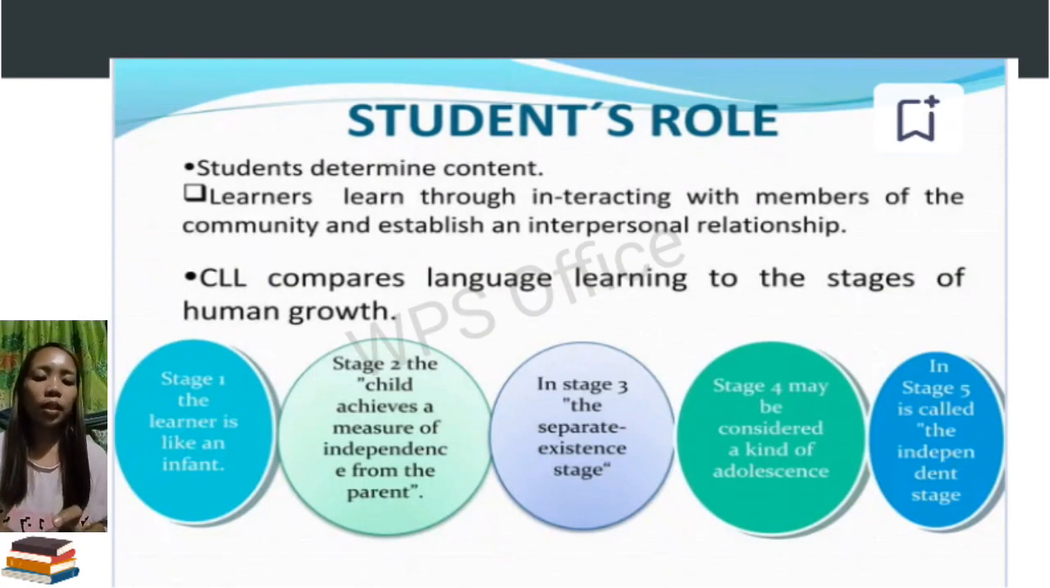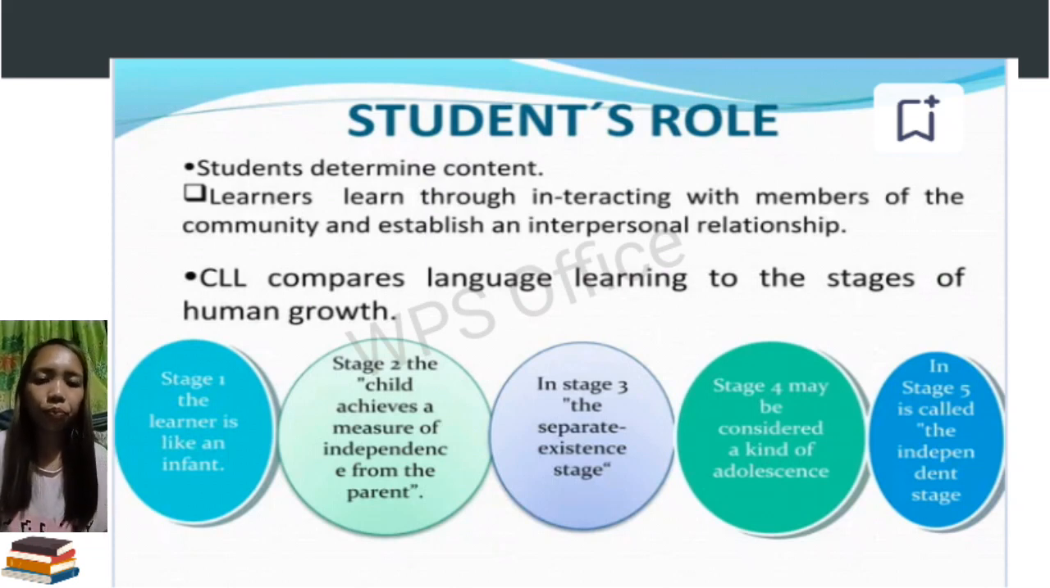So the students determine the content. Learners learn through interacting with members of the community and establish an interpersonal relationship. The community language learning method, or CLL, compares language learning to the stages of human growth. In stage 1, the learner is like an infant. In stage 2, the child achieves a measure of independence from the parent. Stage 3 is the separate existence stage.